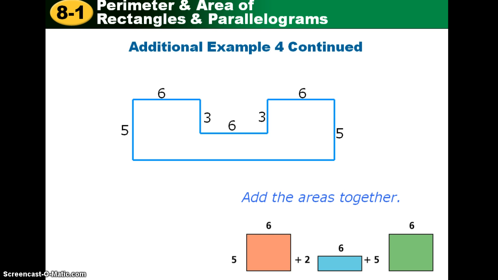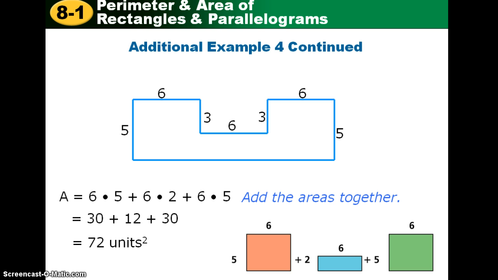Now let's find the area. If we divide it up the way I showed you on the previous slide, we would have 3 different rectangles, a 6 by 5, a 6 by 2, and another 6 by 5. We add those areas together, 30 plus 12 plus 30, for 72 units squared.